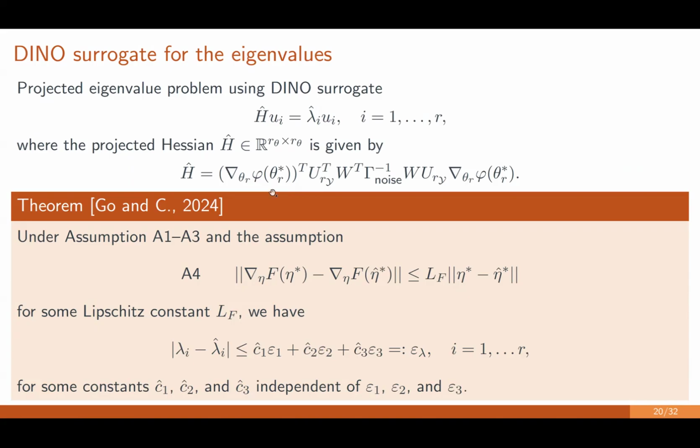Now, under an additional assumption, where you have the Jacobian and the approximate Jacobian, if it is Lipschitz continuous up to a certain Lipschitz constant, then we can also bound the eigenvalues and approximate eigenvalues for each component by three errors: the error for the approximation of the map, of the Jacobian, and also the dimension reduction, with some different constants C1, C2, and C3. This is for each of the eigenvalues.